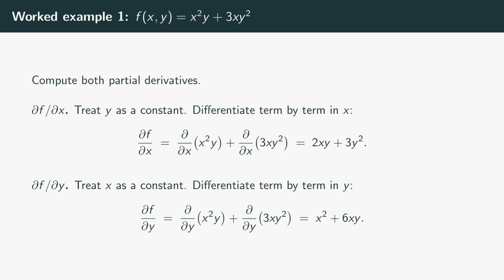Flip everything around for the partial with respect to y. Now x is the constant. The first term, x squared times y, has x squared in front and the derivative of y, which is 1. That's x squared. The second term, 3x times y squared, has the 3x pulled out and the derivative of y squared, which is 2y, combining to give 6xy. Sum: x squared plus 6xy. Every line of that was a one-variable derivative. Different letter, same calculus you already know.